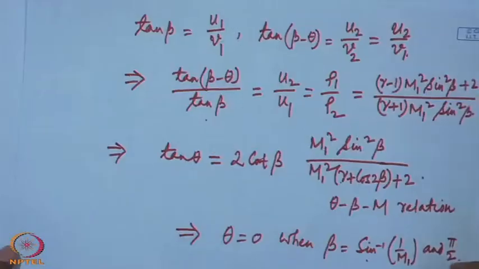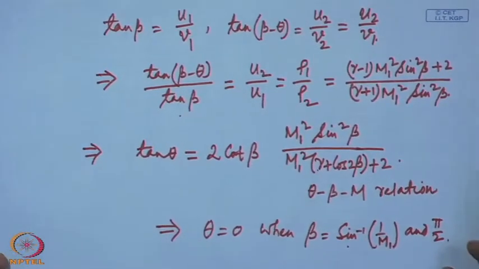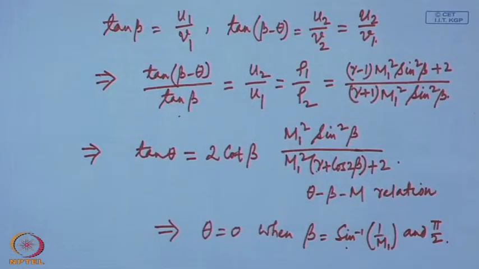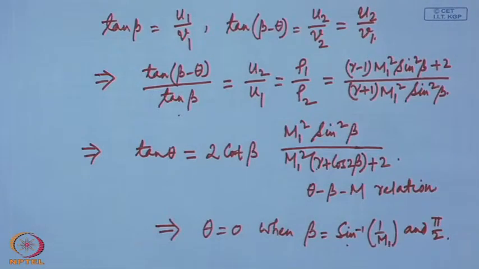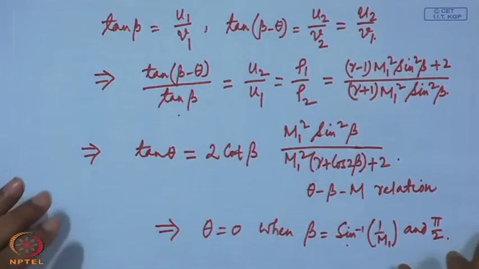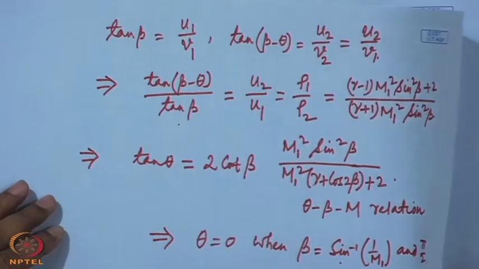Now, out of these two solutions, the larger value of beta gives a strong shock, and for the lower value of beta the solution is called the weak shock, and usually for a strong shock the downstream flow is subsonic. However, for a weak shock the flow is usually supersonic downstream. However, there is a very small range of values of theta which is slightly smaller than theta max, where even for a weak shock solution, the downstream Mach number can be subsonic.